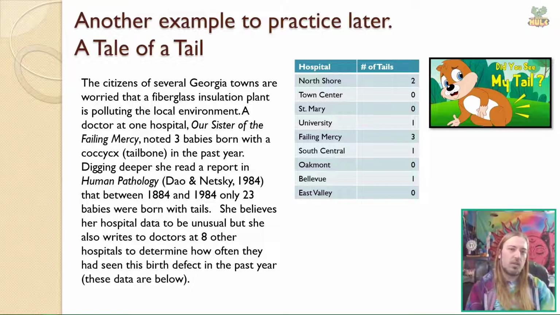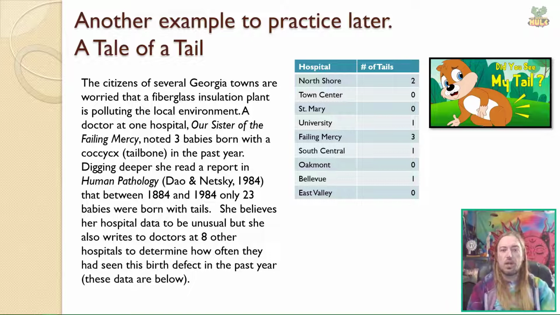So the citizens of several Georgia towns are worried that a fiberglass insulation plant is polluting the local environment. A doctor at one hospital noted 3 babies born with a coccyx tailbone in the past year. Digging deeper, she read a report in Human Pathology, a Dow and Netsky 1984 publication, that between 1884 and 1984, only 23 babies were born with tails, right? If this is the case, she believes her hospital data to be unusual.